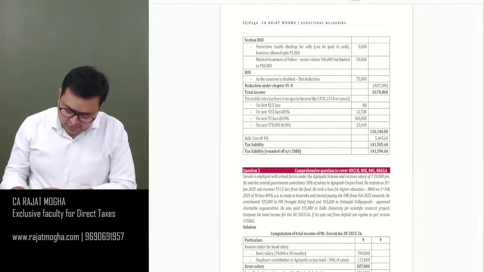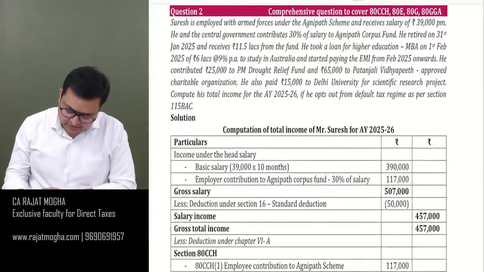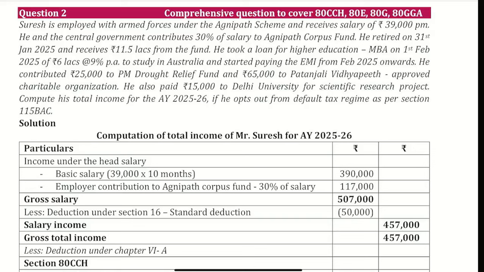Let us come to question number 2. Suresh is employed with armed forces under Agnipath scheme and receives salary of 39,000 per month. So he is employed with armed forces. 39,000 per month is the income. He and the central government contribute 30% of the salary to the Agniveer Corpus Fund. So he is also contributing, and the central government is also contributing. So we understand the employer here is the central government, because he is an Agniveer defense employee.